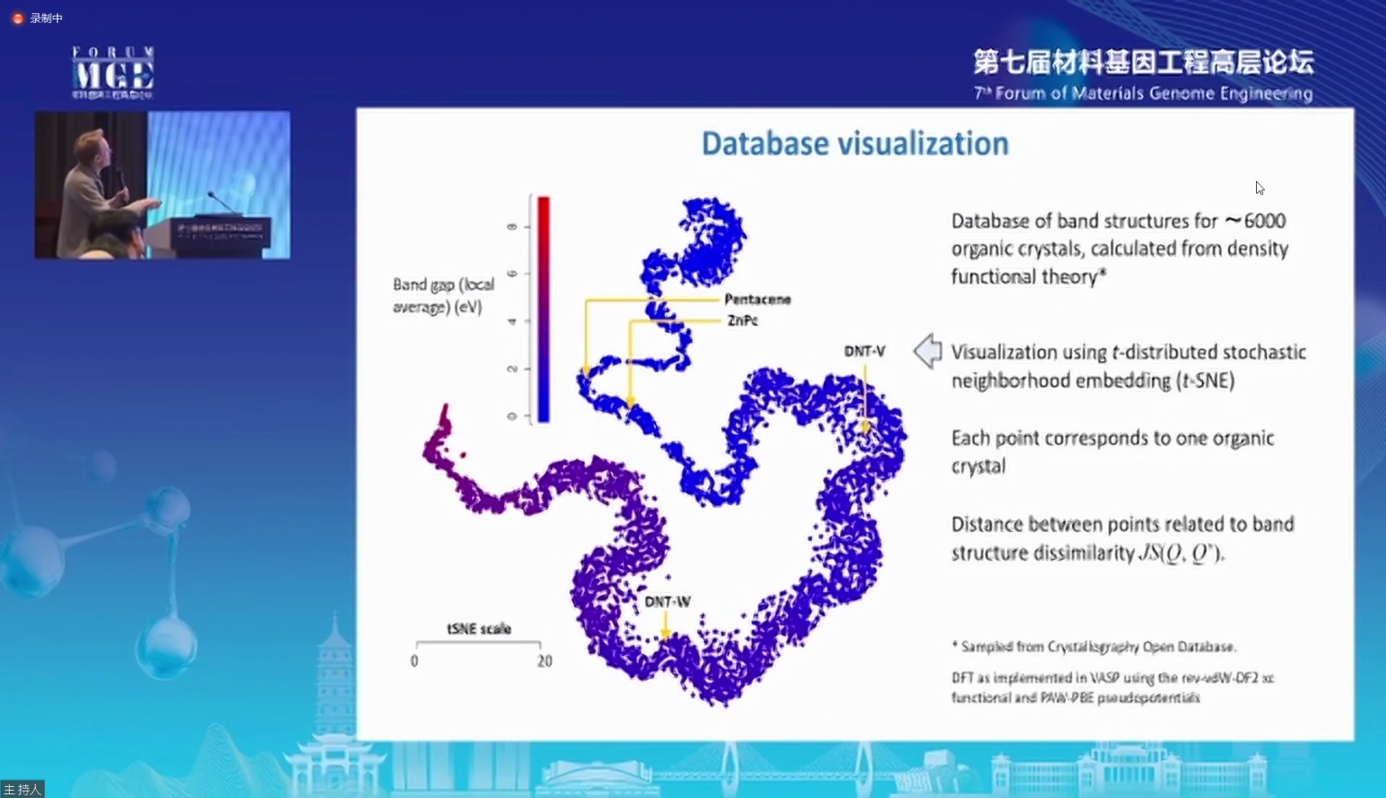Okay, and we're coloring the points according to the band gap, as I've averaged across the Brillouin zone. So you can see clearly that we can correlate nicely the position of the compound in this manifold with the band gap in its condensed matter phase. Now, this is a very pretty plot, but what can we do with it?